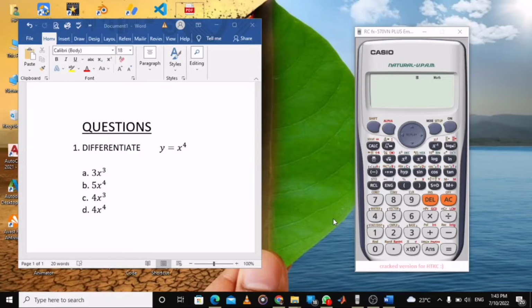So with this video I'm going to teach you how you can use the Casio calculator to solve for differentiation. Before I start, I'm giving some exceptions. We can use the calculator to solve for differentiation, but with the transcendental functions you can't use the calculator, which are cos, tan and sine.